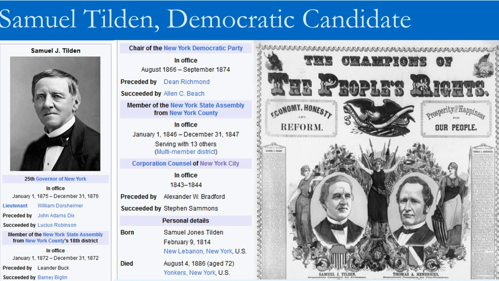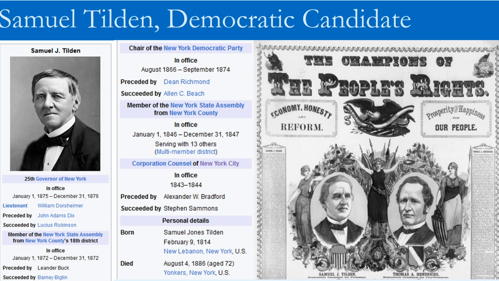Now, the Democratic candidate Samuel Tilden was born in New York in 1814. He was a delicate but precocious youth, reading books well beyond his age level. Like Hayes, Tilden was interested in both politics and the legal profession, practicing law in New York City, where many citizens sympathized with the Southern cause.